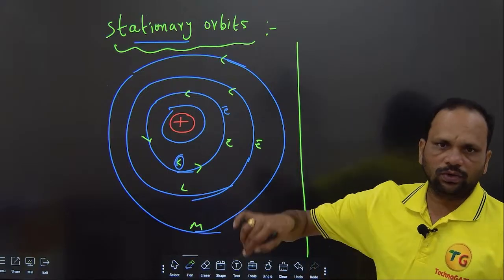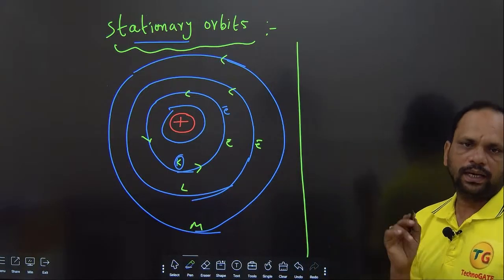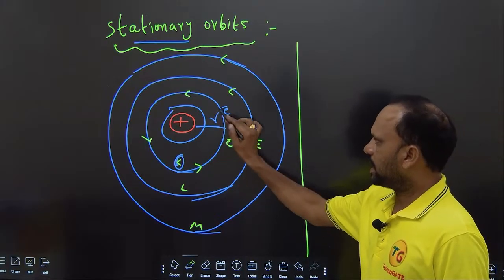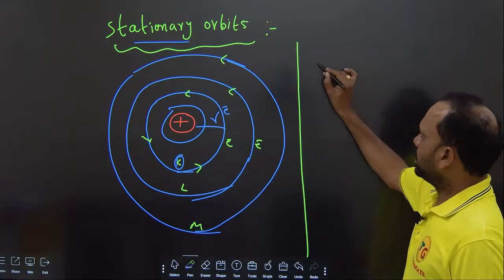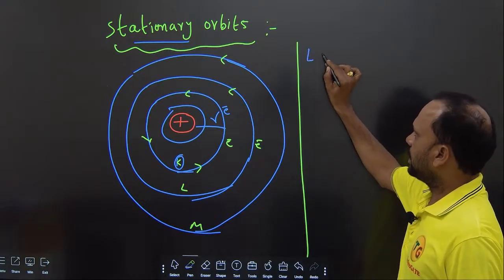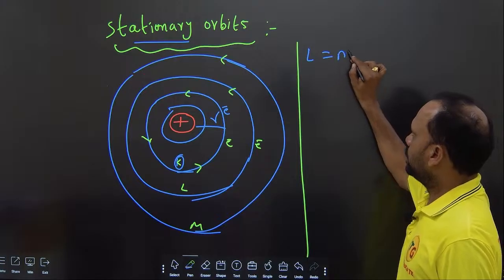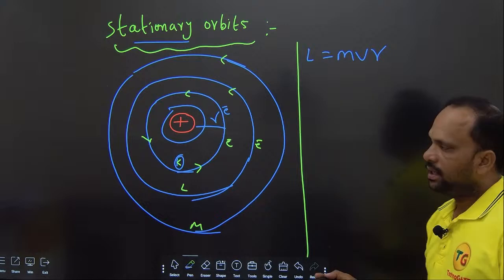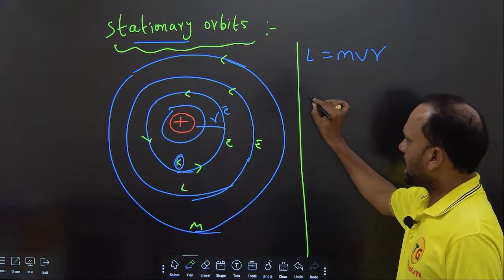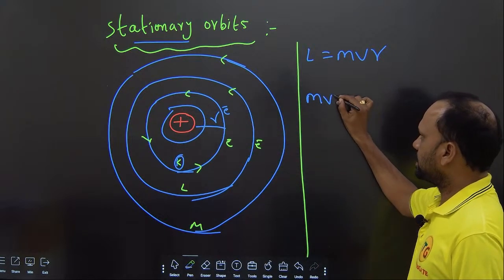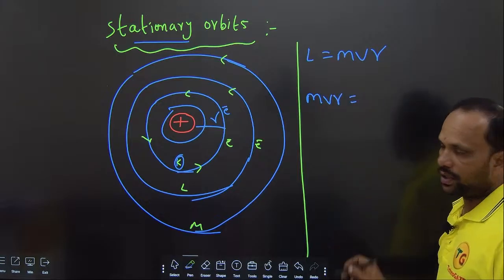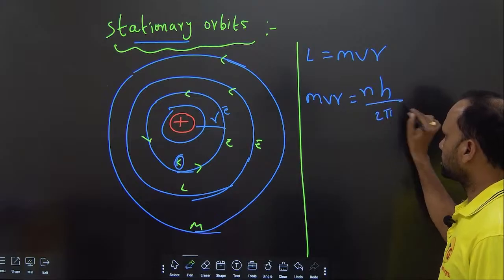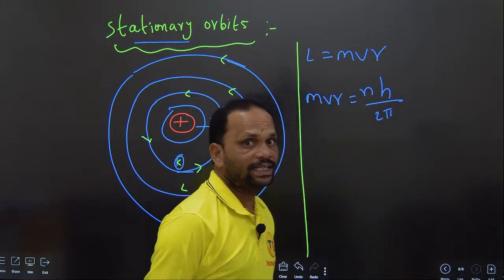The electron rotates in the orbit with mass m, velocity v, and radius r. So the angular momentum L is equal to mvr. For the electron to rotate in an orbit, this angular momentum mvr should be equal to an integral multiple of h by 2pi.